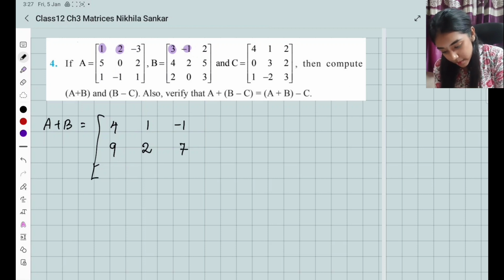Please pay attention. Watch carefully. Now, third row. 1 plus 2 is going to be 3. Minus 1 plus 0 is going to be minus 1. 1 plus 3 is going to be 4. A plus B is found. Now B minus C.